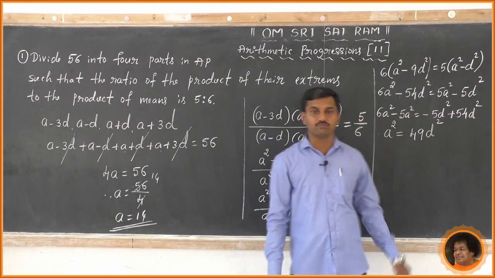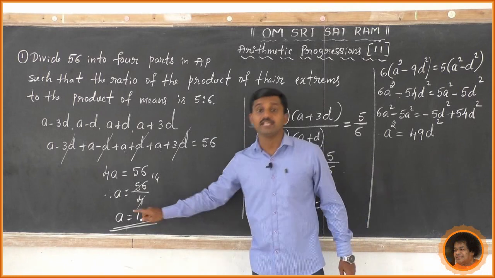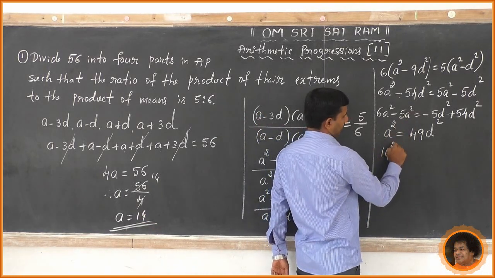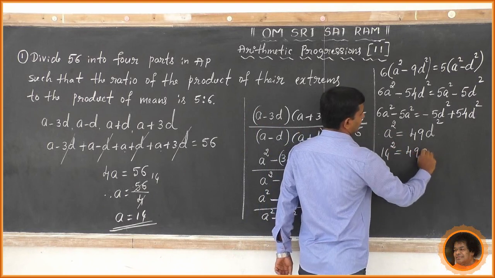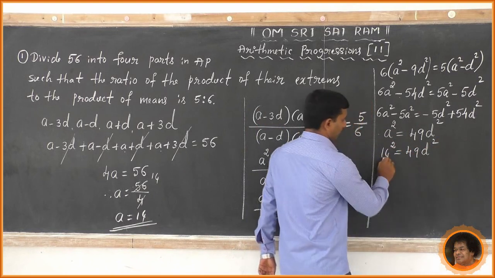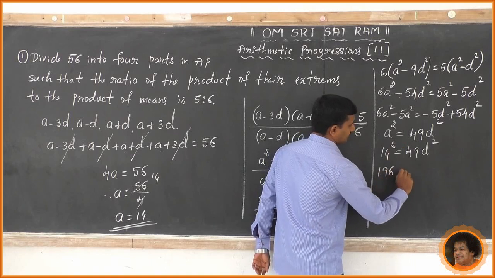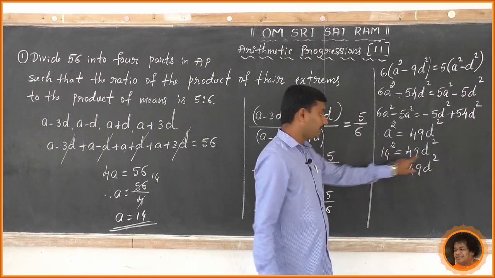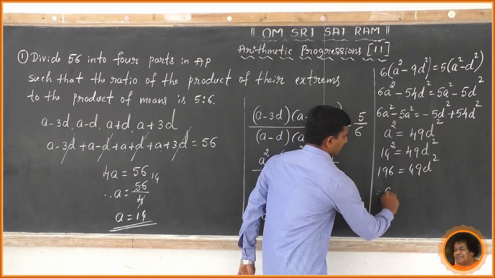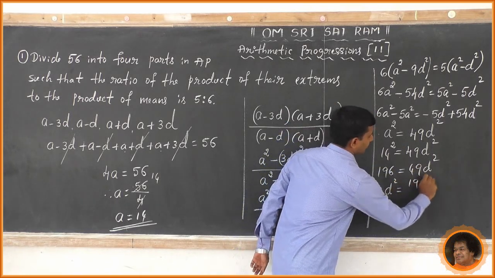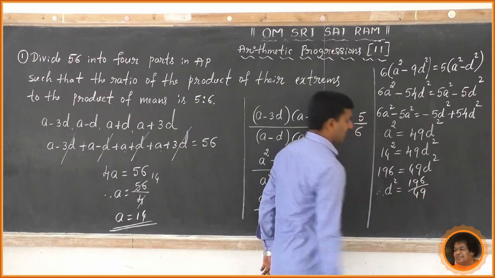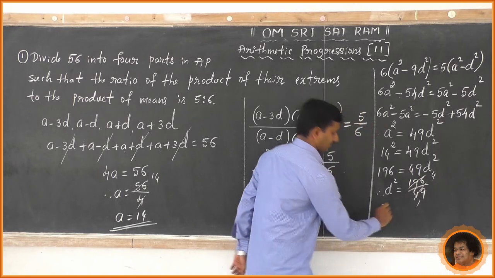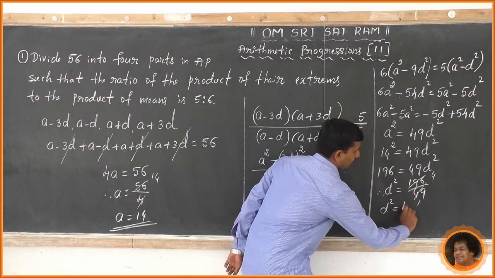But you know the value of a. What is the value of a? A is 14. Now substitute the value of a. 14 square equal to 49d square. 14 square, 196, equal to 49d square. So we have to find the value of d. Therefore d square equal to 196 divided by 49. 49 ones are 49, 49 fours are 196. So d square equal to 4.